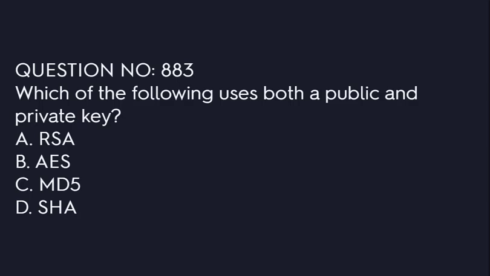Question number 883. Which of the following uses both a public and private key? A. RSA, B. AES, C. MD5, D. SHA. A.